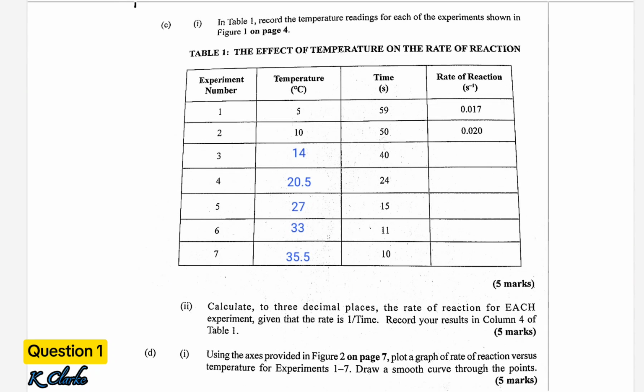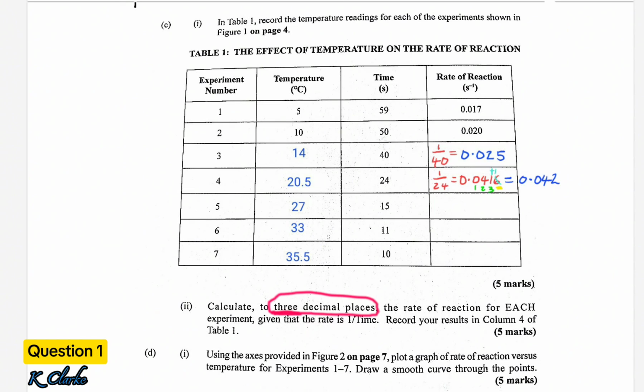Part 2. Calculate to 3 decimal places the rate of reaction for each experiment, given that the rate is 1 over time. Record your results in column 4 of Table 1. Experiment 3. 1 divided by 40 equals 0.025. This is already at 3 decimal places. Experiment 4. 1 divided by 24 equals 0.0416. Since 6 is greater than 5 in the 4th decimal place, we are going to add 1 to the value in the 3rd decimal place.